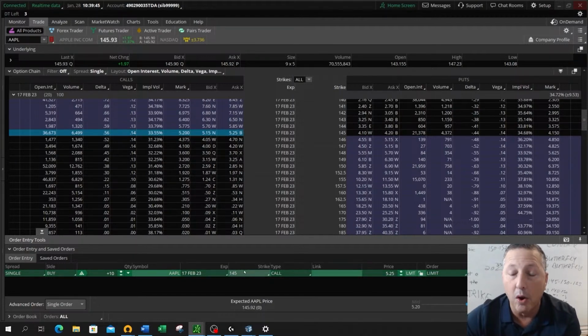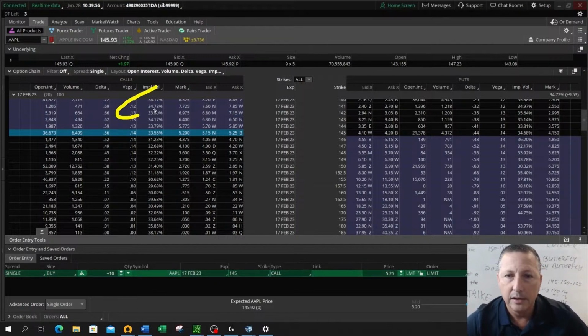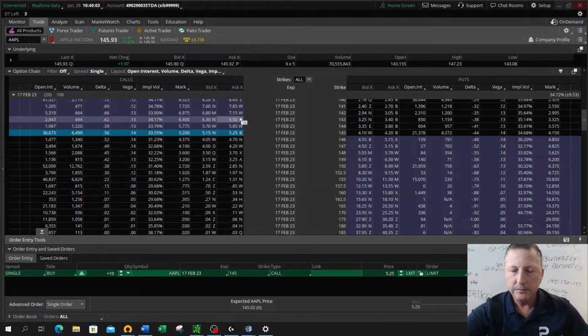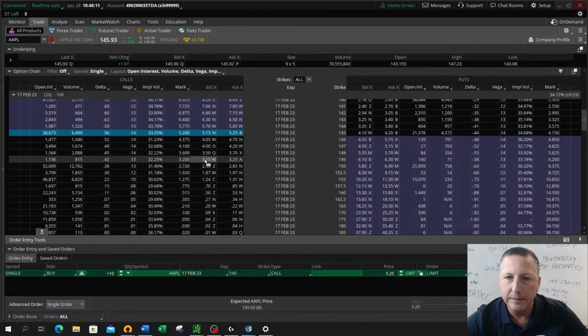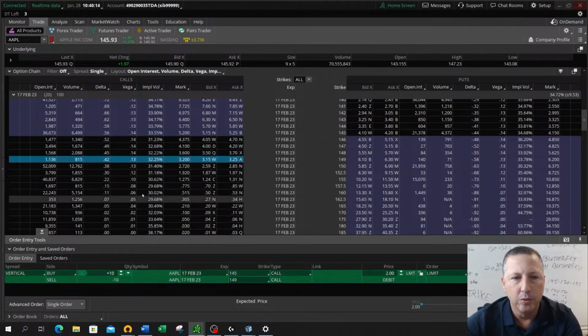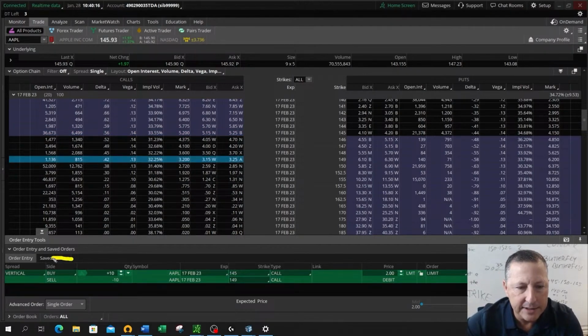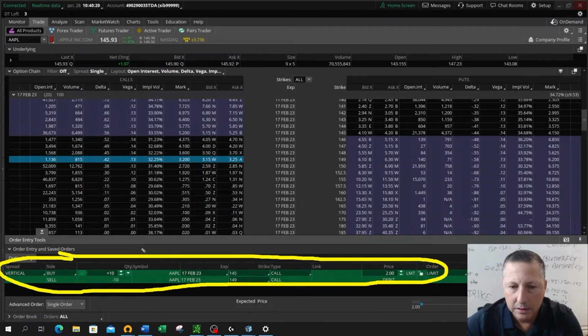Now, how do I get the 149 on here to make it a spread? Here is the shortcut. Hold down the control key on your keyboard. And then click on the next option you want to populate. So in our case, we want to sell the 149 call. So I'm going to hold down that control key, click on the bid, and boom. Now you can see I've got this spread buying the 145, selling the 149.